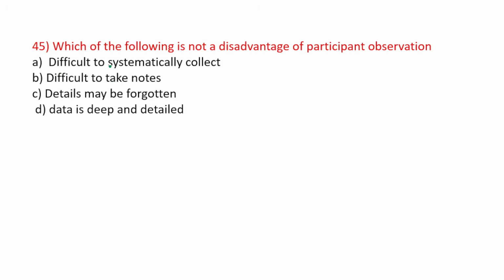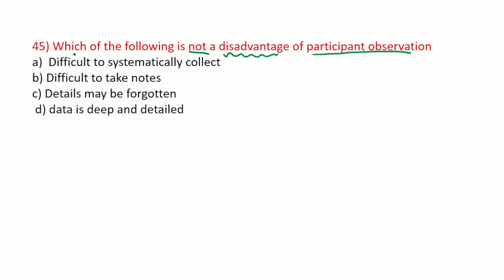Now let us see the next question. Which of the following is not a disadvantage of participant observation? They have asked not a disadvantage. So let us see the options. A. Difficult to systematically collect. B. Difficult to take notes. C. Details may be forgotten. Or D. The data is deep and detailed. So they are asking what is not a disadvantage of participant observation.